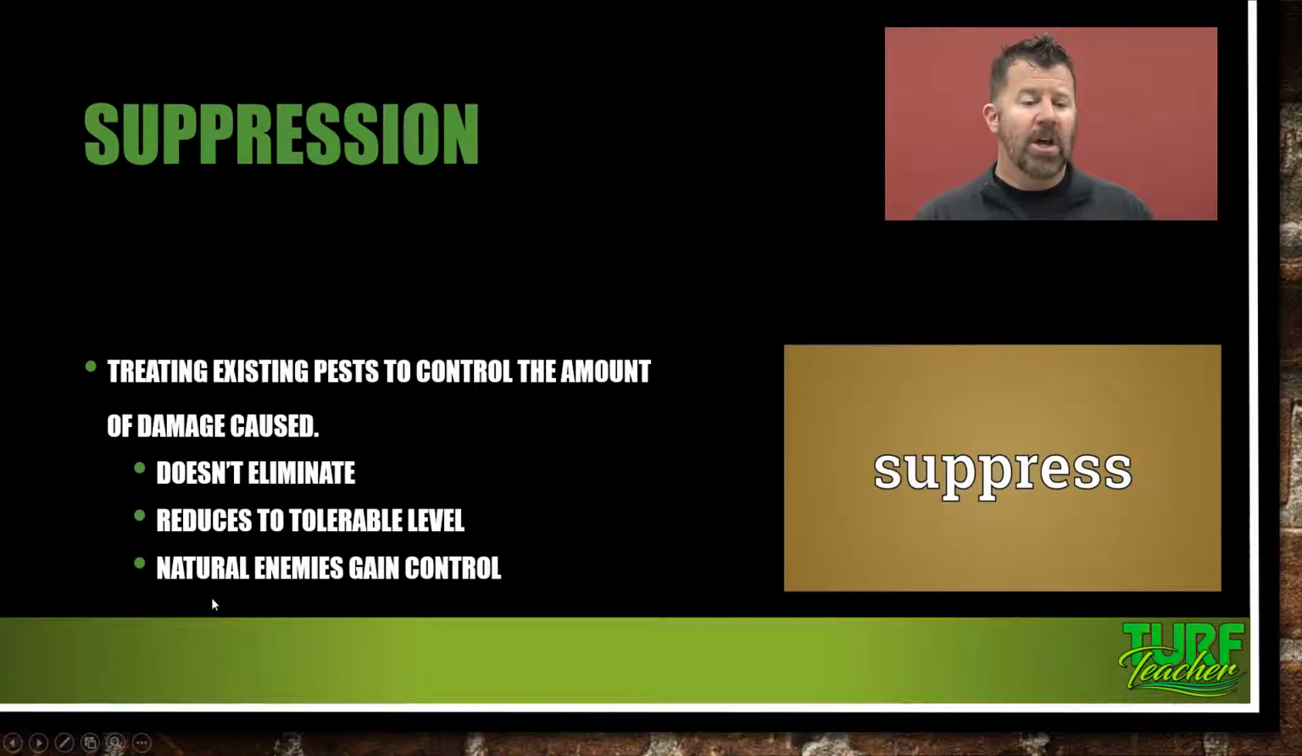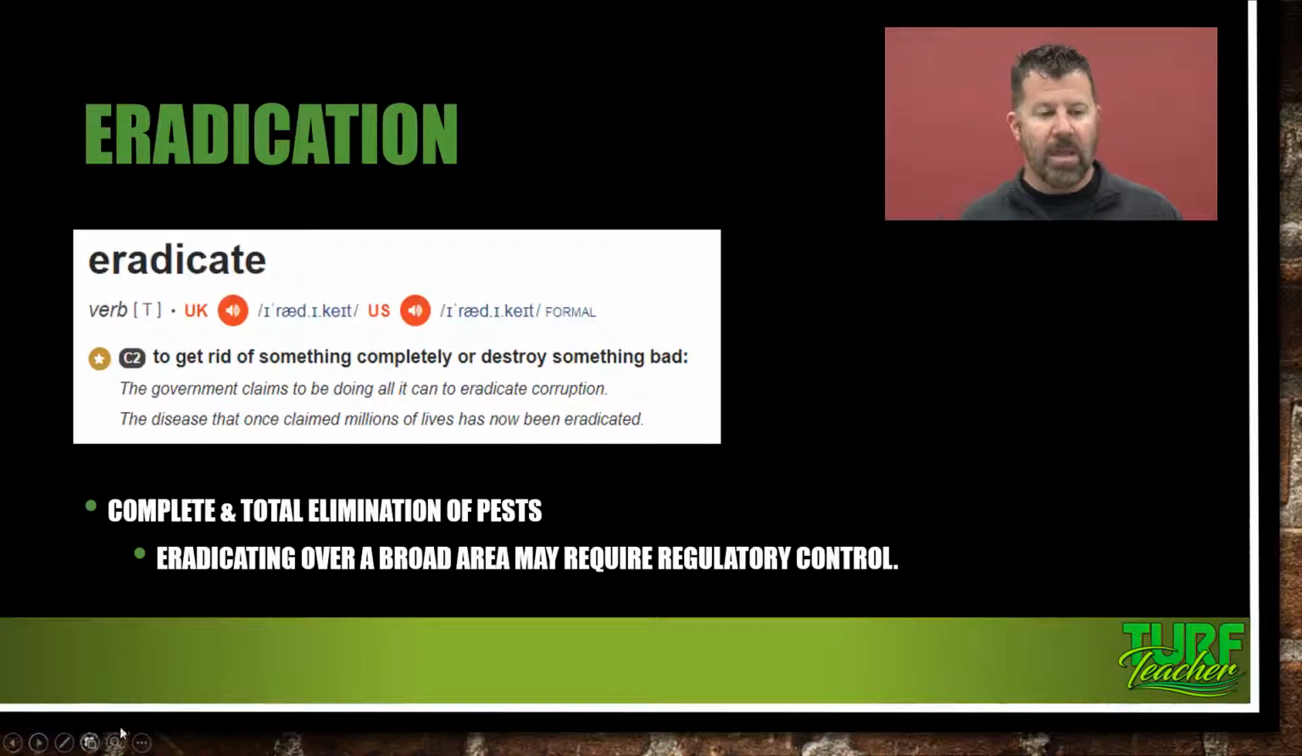Suppression: we want to suppress it, treating the existing pest to control the amount of damage that it can cause. It doesn't eliminate it, it reduces it to a tolerable level, which is going to be different for each client, and then it allows the natural enemies to gain control. You want Mother Nature and those natural pest controls to stick around, because if you eradicate the pest, those natural enemies pack up, they jump on the next lawnmower or the next car out of town, and they're moving somewhere else that they can get a free meal. So we want to keep those guys around.